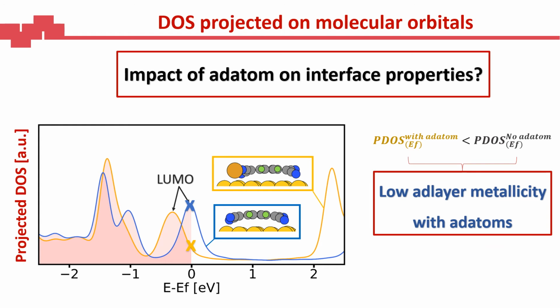So this shows us something rather counterintuitive, namely that when we incorporate the metallic gold adatom within the molecular ad layer, we actually decrease the metallicity of the ad layer. And we also find an increased occupation of the former lowest unoccupied molecular orbital of F4TCNQ when the adatoms are present.